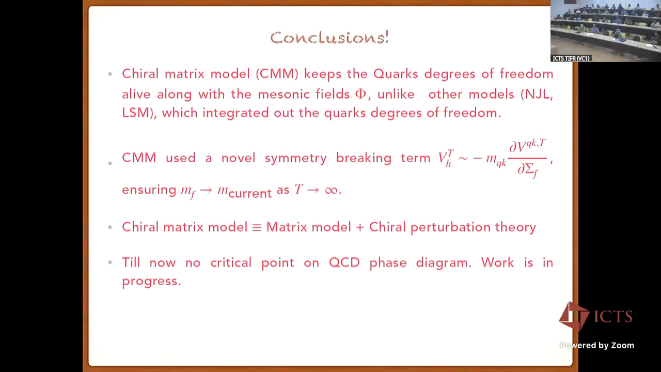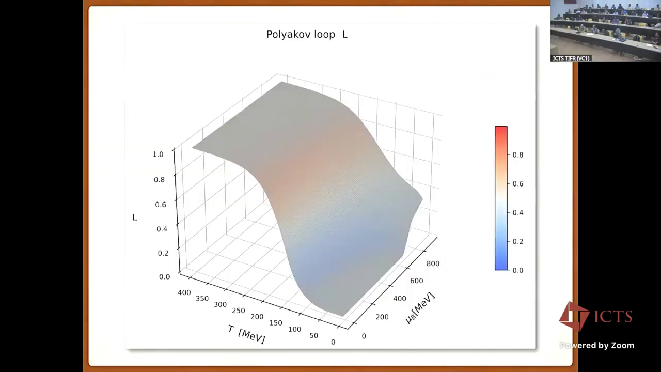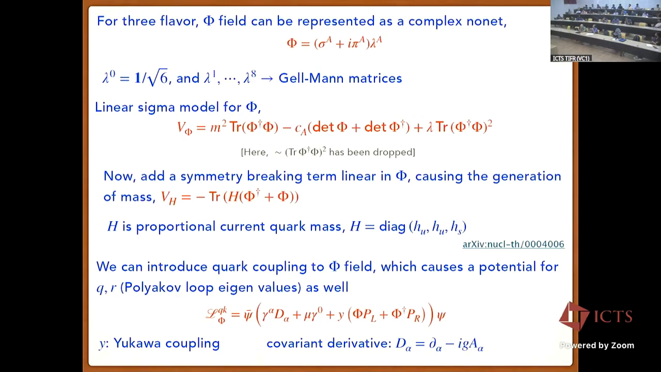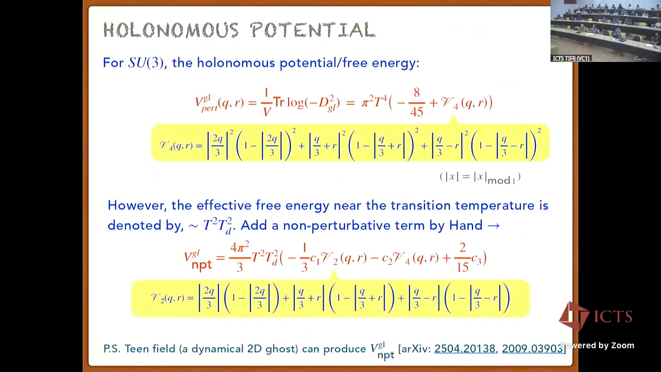Thank you, Manas. I'm trying to understand. So you have quarks, mesons, but no gluons. You have a Polyakov loop, but you're not integrating over it. Is that correct? For the gluonic part, we are adding these two potentials. Yeah, it is integrated.